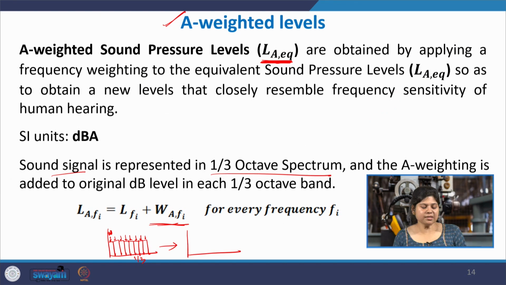What it means is that at the lower frequencies, this W_i should be a high negative term. You are sort of subtracting from the levels, because to a human ear these low frequencies will sound very low, but they will sound the same level at these middle frequencies, and again their perceived levels will decrease at higher frequencies. So, you have to apply these weights.